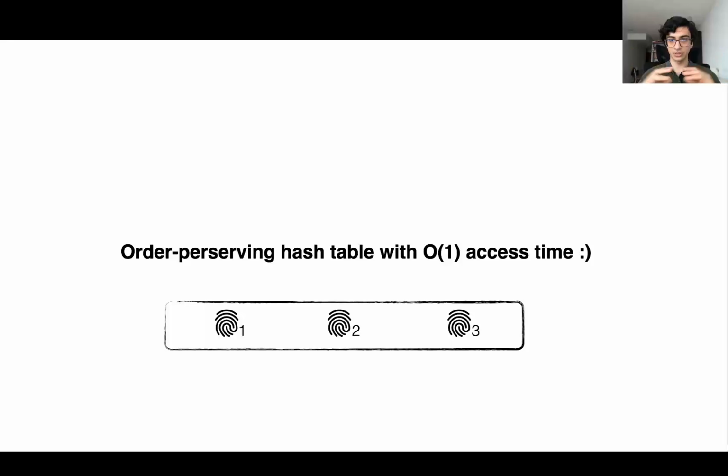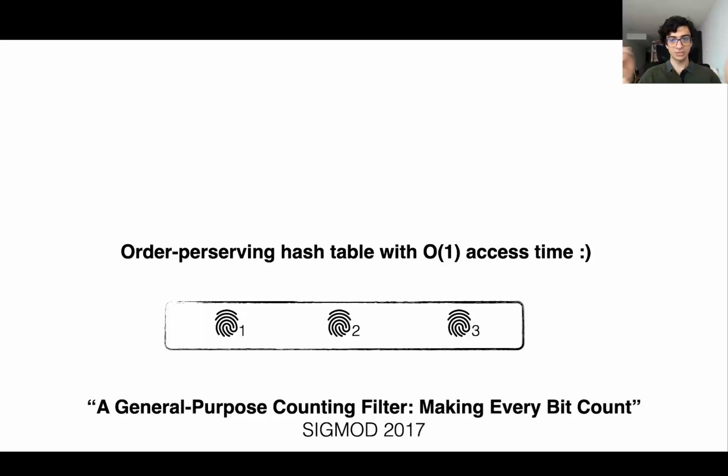So what we end up with is an order-preserving hash table that gives us constant time access. This hash table, again, is order-preserving because the infixes themselves preserve the original ordering of the keys, and it has constant time accesses because the uniformity of the infixes gives the same nice load balancing property of hashing. We actually implement this hash table using techniques inspired by the rank and select quotient filter, which was a paper from back in 2017.